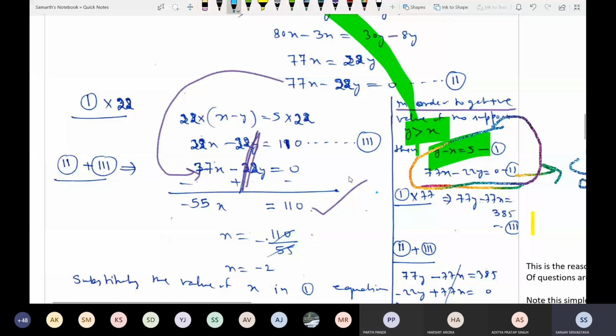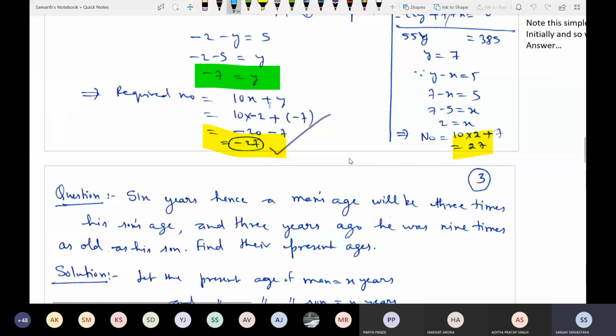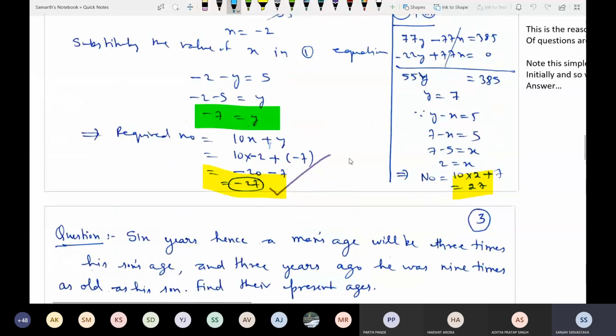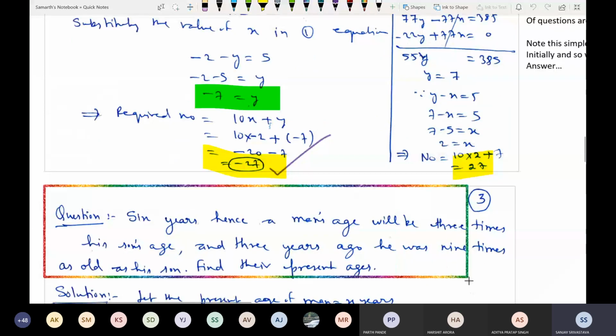Now, coming to one more question, the third question I have given you. Six years hence, a man's age will be 3 times his son's age, and 3 years ago, he was 9 times as old as his son. Find their present ages.